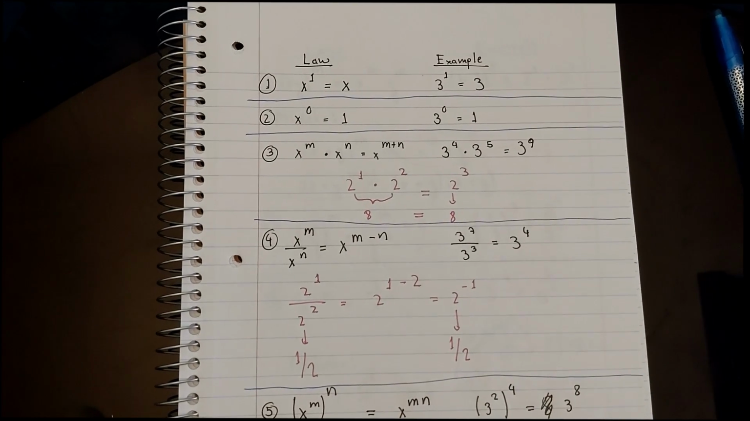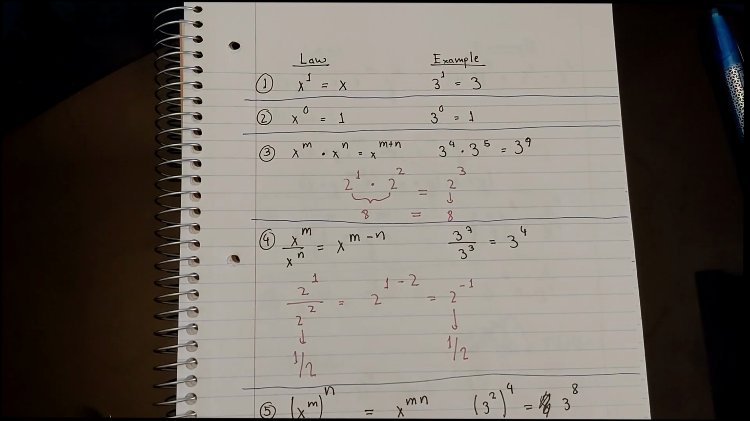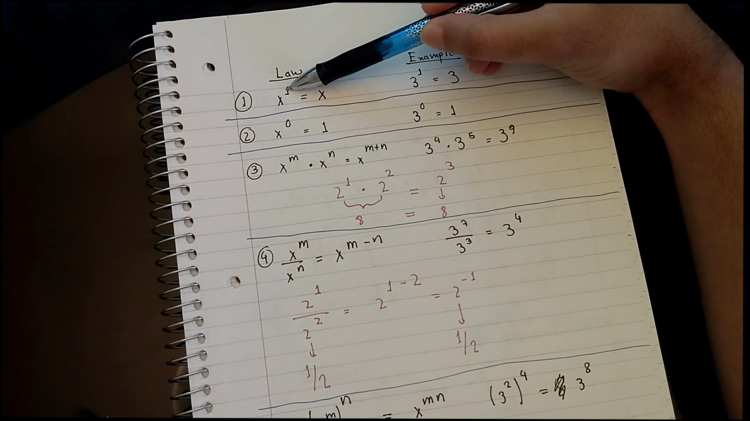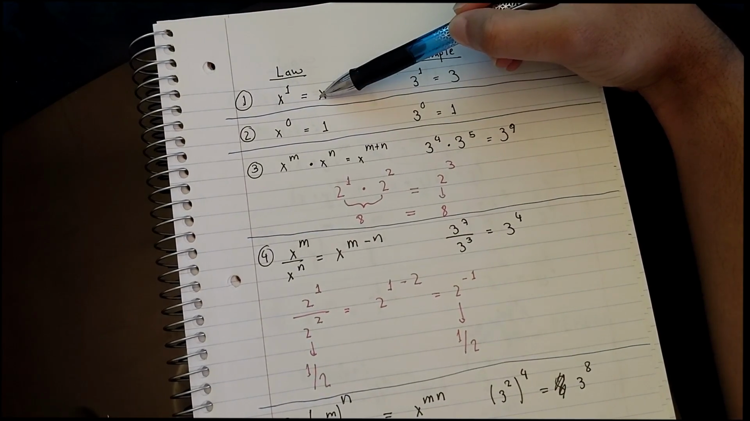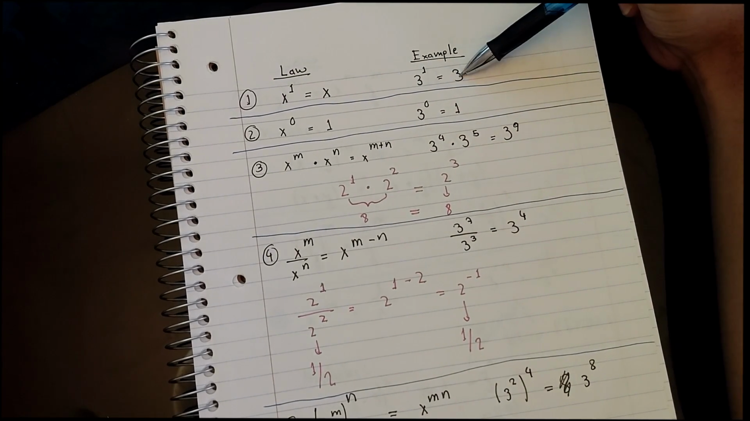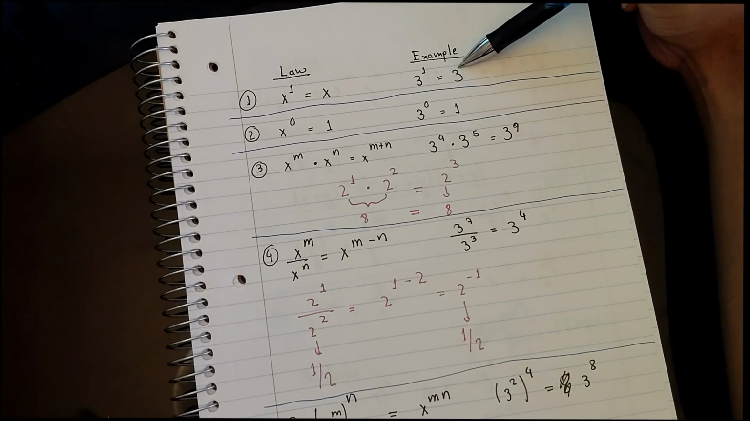Okay, so today I'm going to be teaching about some exponent rules, so let's get started. The first one is x to the power of 1 is equal to x. So if you put any number to the power of 1, then you'll get the same number. So 3 to the power of 1 is equal to 3.